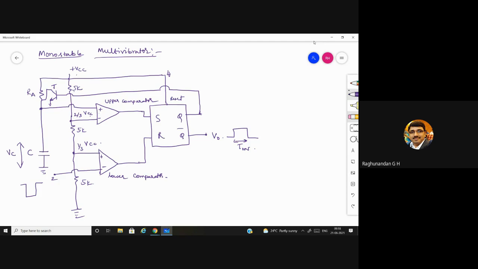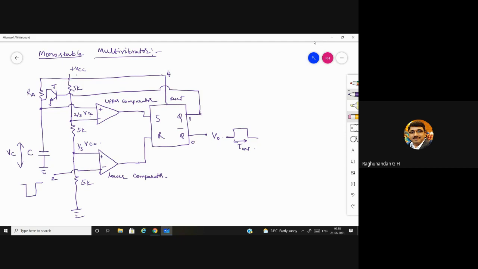Now, in this case, let us first assume that Q is equal to 1. That is, the output is high. Let us assume that so we can start explaining. Q is equal to 1, so automatically Q bar will be 0. That is, there is no output. When Q is equal to 1, this transistor is going to turn on. When this transistor turns on, it enters saturation, and it offers very little resistance to the flow of current.